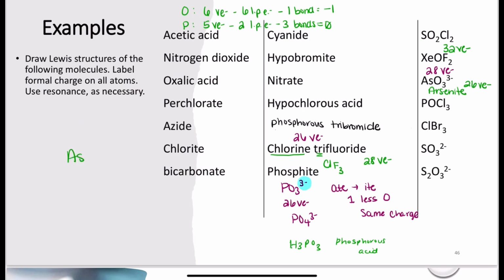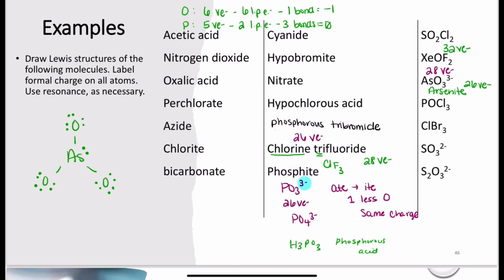Arsenic is going to go in the center, connected to my 3 oxygens. I'm going to give all my outer atoms their octet. I still have 2 electrons remaining, so they're going to go to my central atom. I now check if my central atom also has its octet. So everyone has its octet, and I can check formal charge.